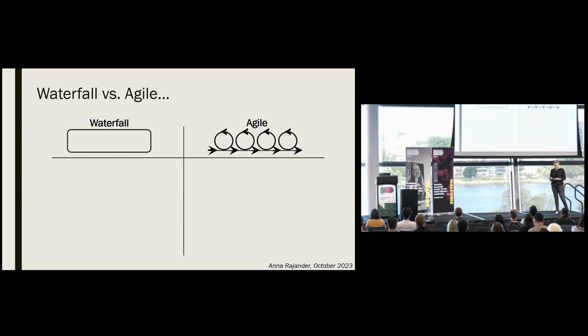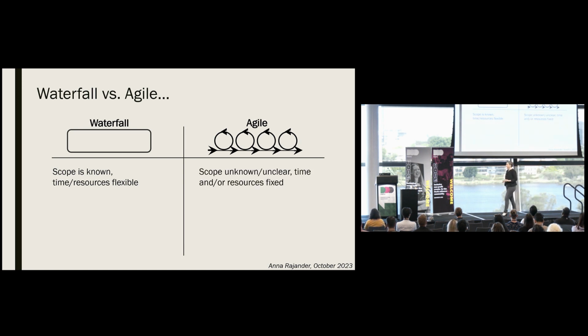So just to recap, waterfall is great when there is a defined scope that has to be delivered. Agile, when the scope is less clear and more flexible.